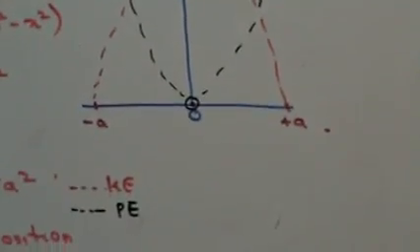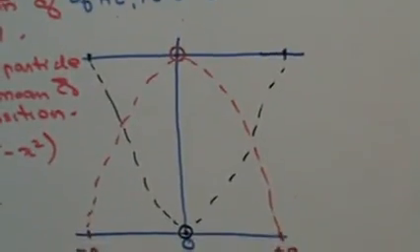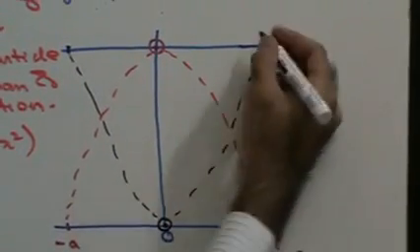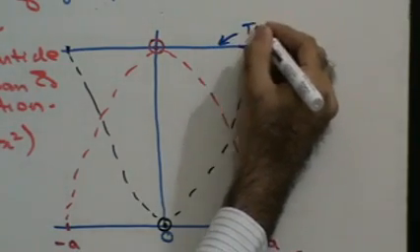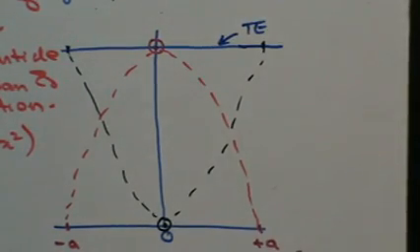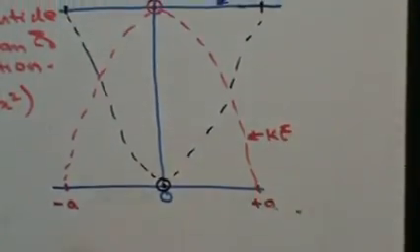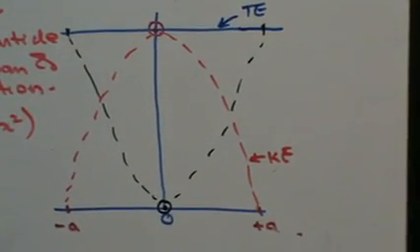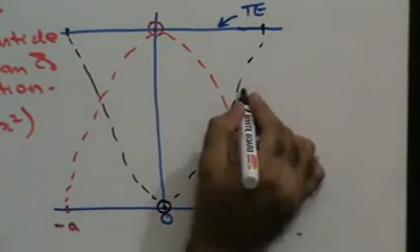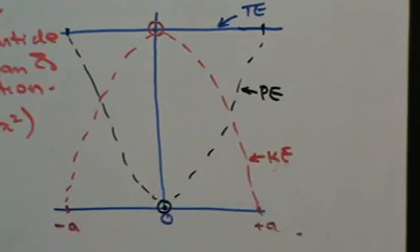Do we get this thing clear? And that is the reason why the line up there represents my total energy. This is my total energy. Right? Do we get this thing clear? So this is your kinetic energy graph. This is kinetic energy. This is potential energy. And that is total energy.